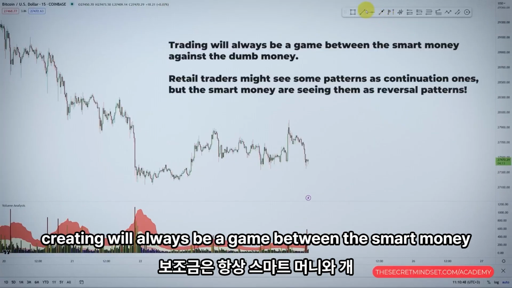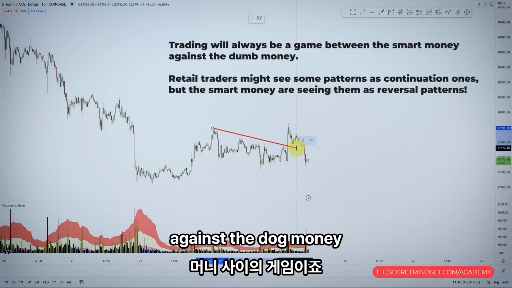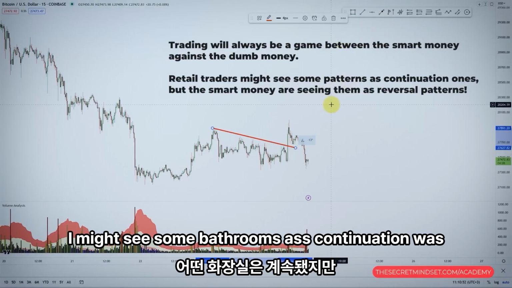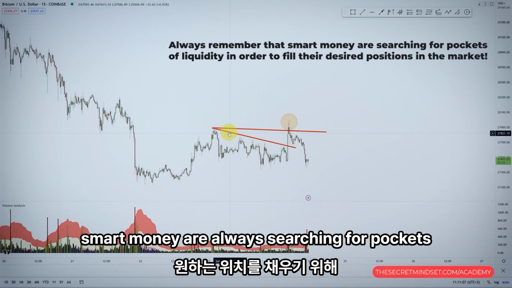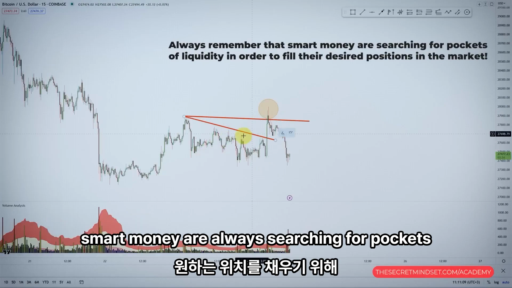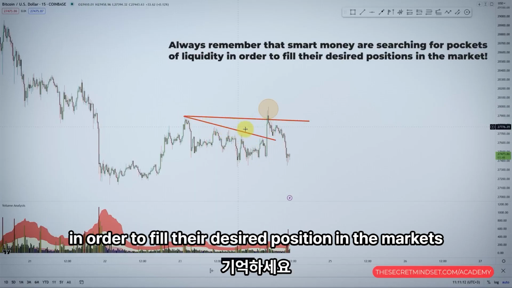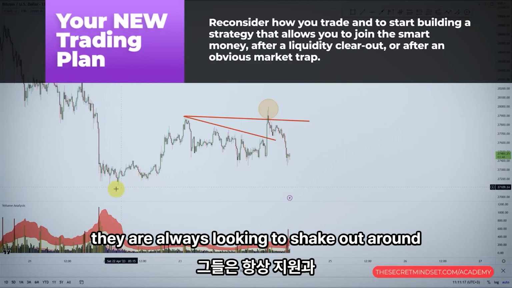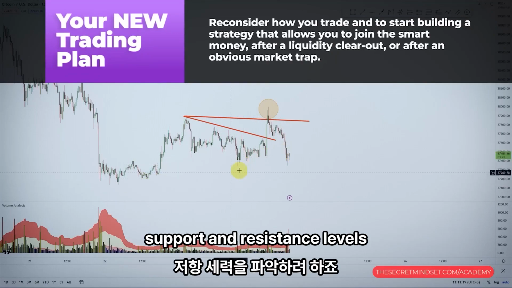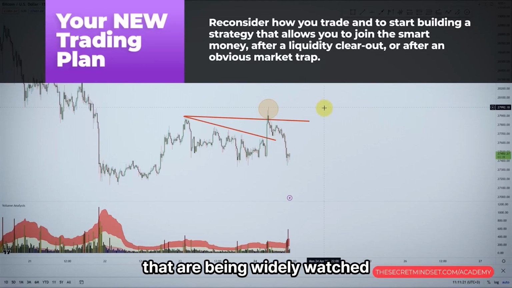Trading will always be a game between the smart money against the dumb money. Retail traders might see some patterns as continuation ones, but the smart money are seeing them as reversal patterns. You've seen the different traps used by the big players. In order to align yourself with their true intentions, always remember that smart money are always searching for pockets of liquidity in order to fill their desired positions in the market. They are always looking to shake out weak hands, particularly around support and resistance levels that are being widely watched.